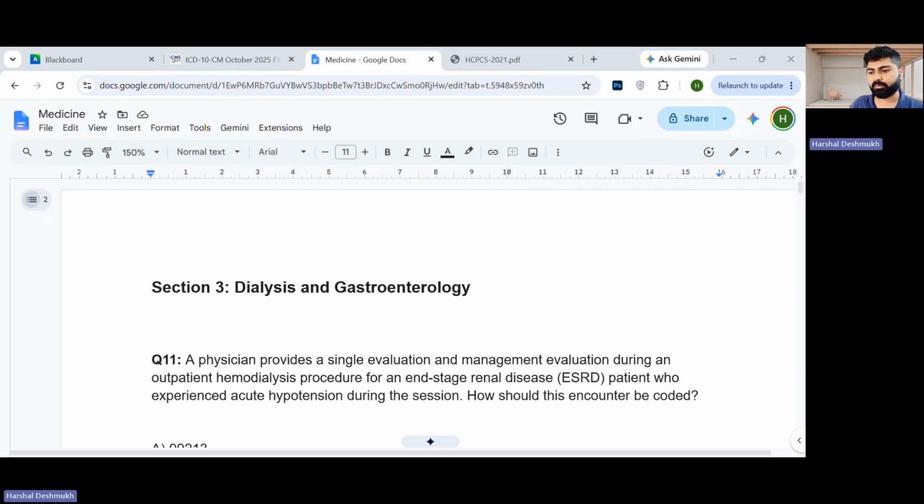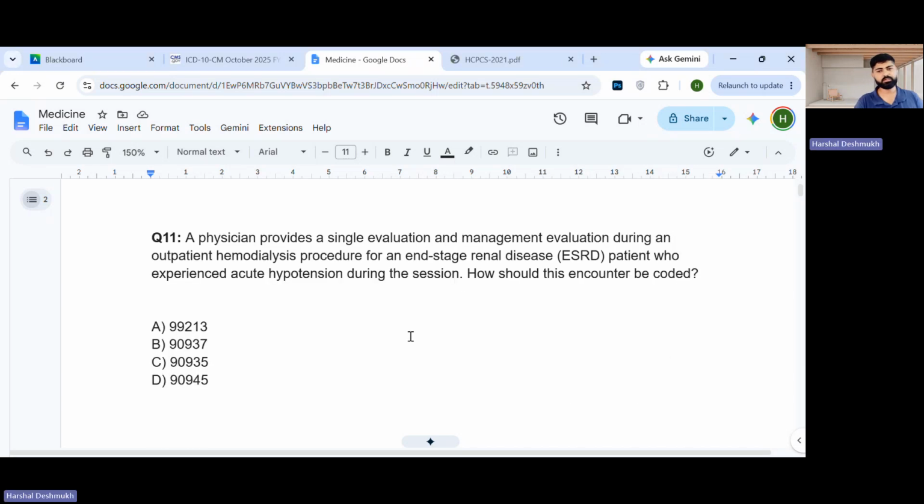All right. Starting with this question, a physician provides a single evaluation and management evaluation during an outpatient hemodialysis procedure for an ESRD patient who experienced acute hypotension during the session. How should this be coded?